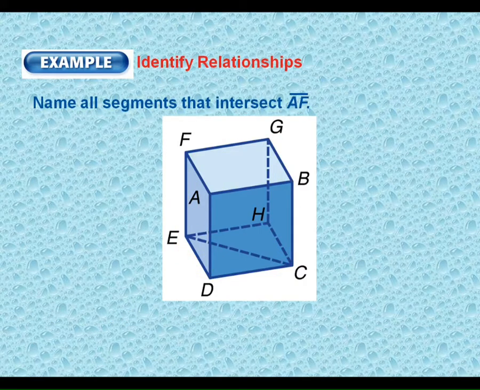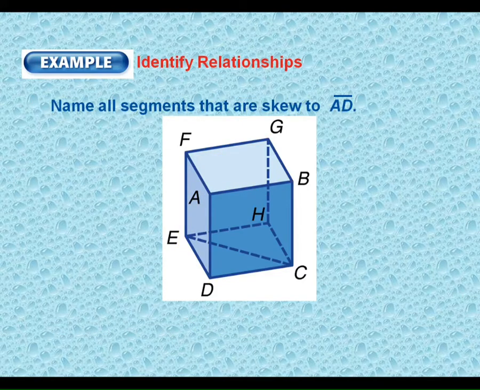Same figure. What are the segments that intersect AF? That segment right there. Now these are all segments. They're not lines. They don't go on forever, right? What are the segments that intersect this? Yes. AB is one. What are other ones? EF is one. FG is one. AD is one, right? Those are all ones that intersect that line segment.